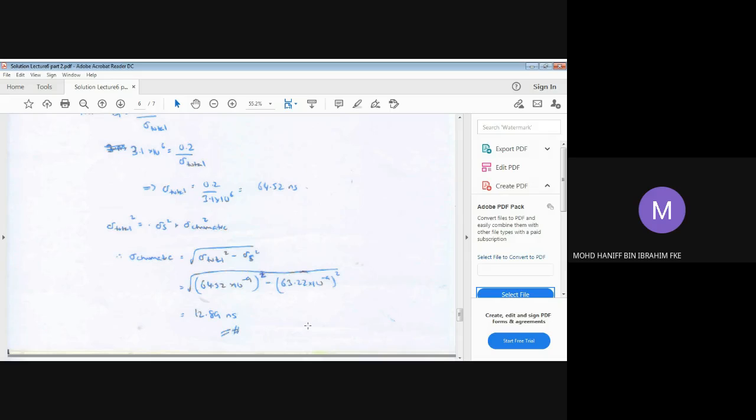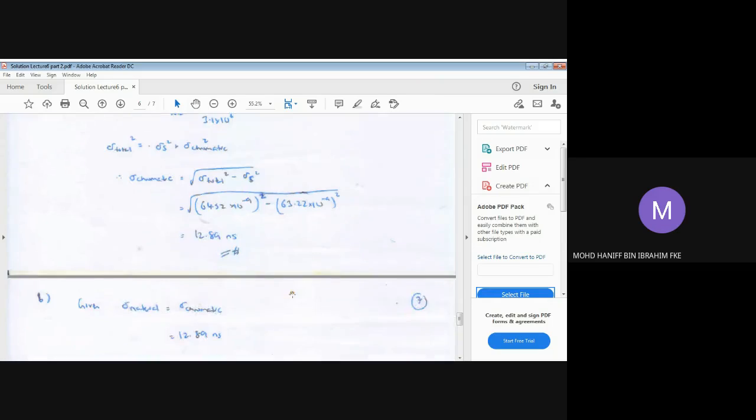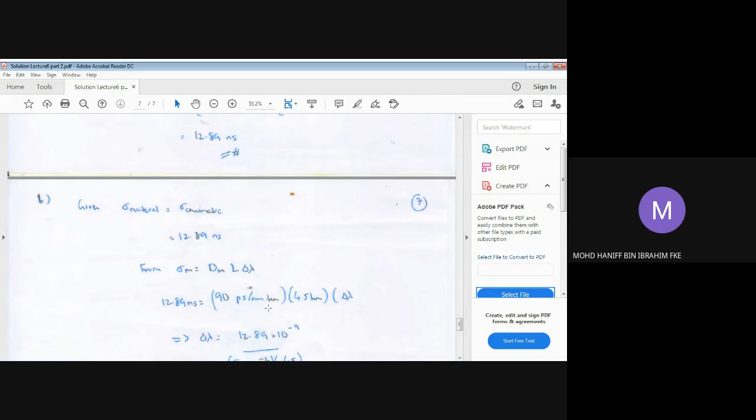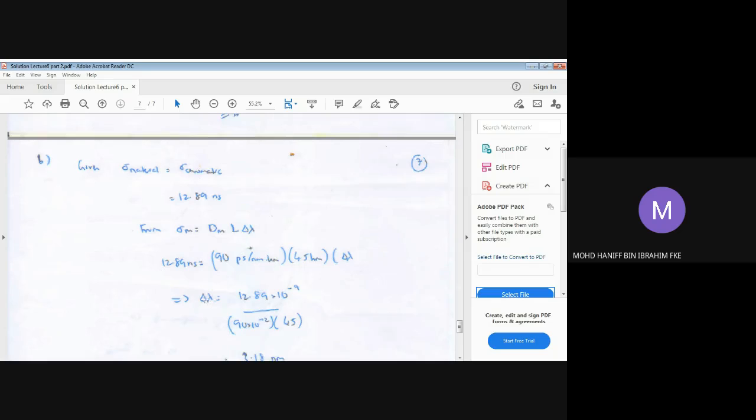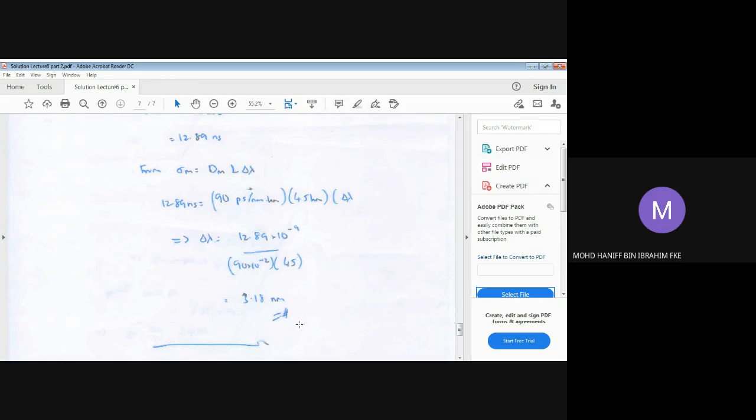That's how you calculate the chromatic dispersion pulse broadening, RMS value, 12.8 nanoseconds. From this, you can straight away use this equation to calculate delta lambda, because the Dm has been given as 90 picoseconds per nanometer kilometer, and the length is given as 4.5 kilometers. By substituting all the information given and calculated previously, your delta lambda, or RMS spectral width, will be 3.18 nanometers.